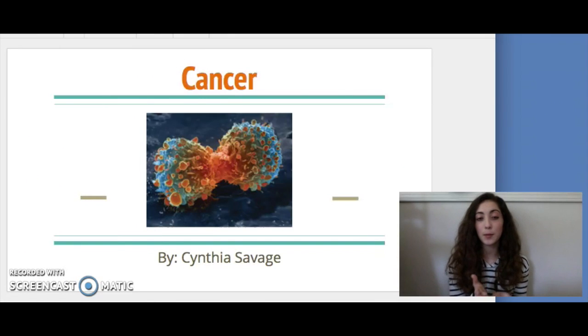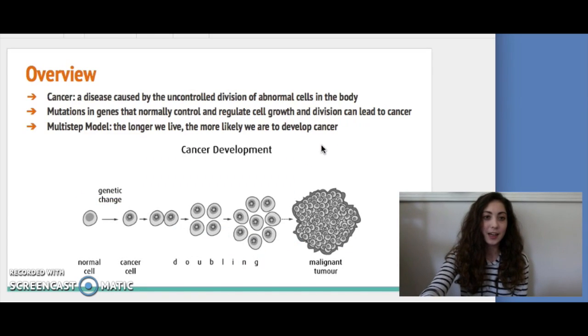I'm going to be presenting my project, and it's on cancer. So this first slide is just a lung cancer cell during cell division. Just an overview, cancer is a disease that is caused by the accumulation of mutations and uncontrolled division of abnormal cells in the body, and mutations in genes that normally control and regulate cell growth and division lead to cancer. So genes that code for growth factors, growth factor receptors, things involved in cell signaling pathways.